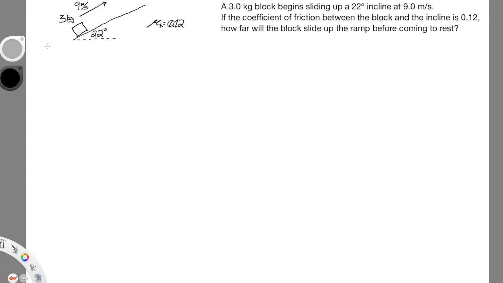I'm actually going to do this problem 3 separate ways. I'm going to first use F equals ma in the kinematic equations, back from Unit 2. Then I'm going to solve this problem using the work energy theorem. And lastly, I'm going to solve this problem by using conservation of energy with non-conservative work.